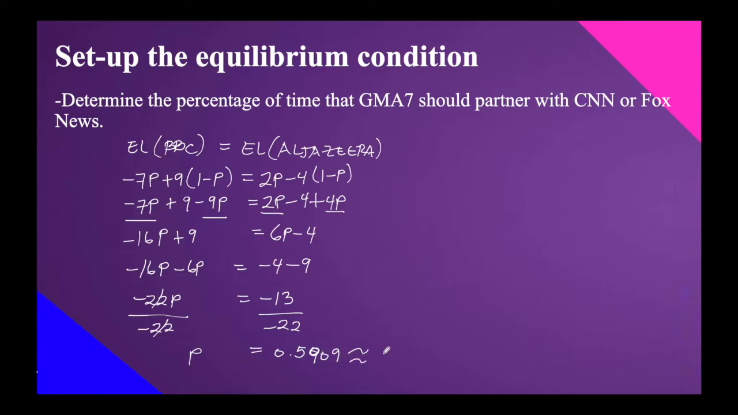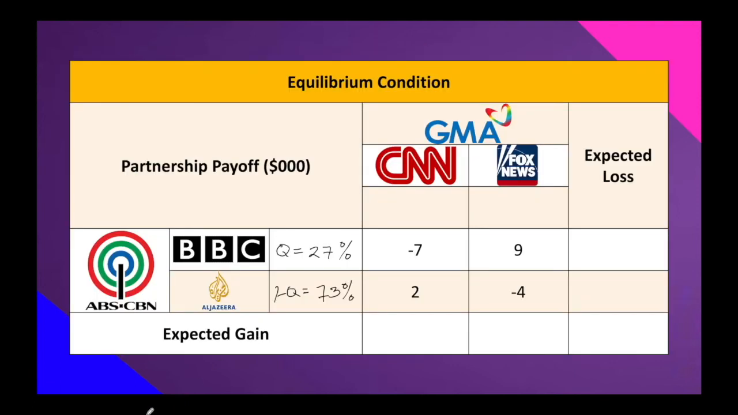Or basically, this is equivalent to 59%. Now, this 59%, guys, is the percentage of time that GMA should partner with CNN. No, CNN pa lang kasi P po itong ginagawa natin. Nasaan siya dito sa ating table? We can actually have this 59% sa table natin.